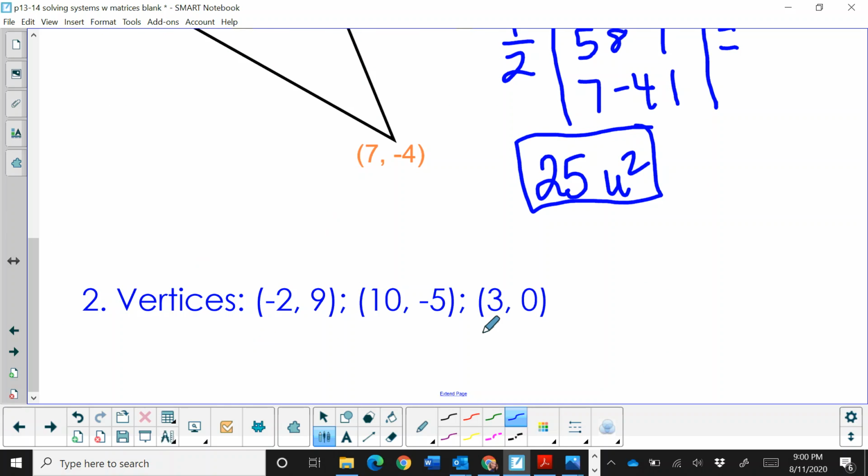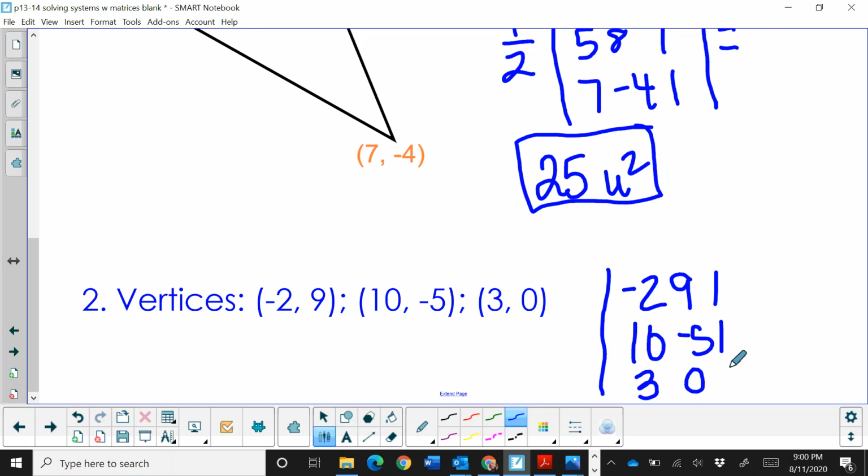Okay, here's one more example. This one, we don't even have a picture, but we set it up the exact same way. Now, does the order matter? And the answer is no. The order does not matter. I can do this one, then this one, then this one, or I could start with a 10, -5. It doesn't matter. Okay, 10, -5, 1, and 3, 0, 1. Find that determinant, take 1/2 of it.